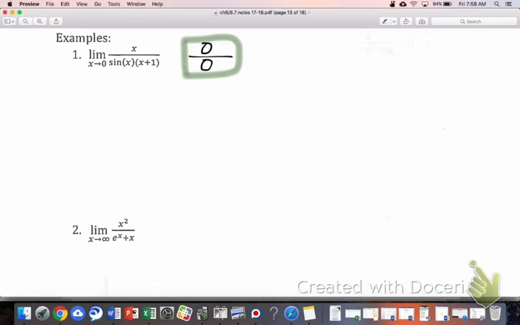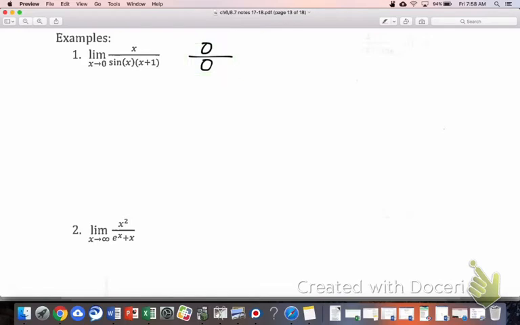L'Hopital's rule condition has been met, right? We try the limit, we got 0 over 0. And again, if I got 5 over 0, not a L'Hopital's condition. Infinity over 7, not a L'Hopital's condition, right? It's got to be 0 over 0 or infinity over infinity. So I want to be really careful here with notation for you guys.